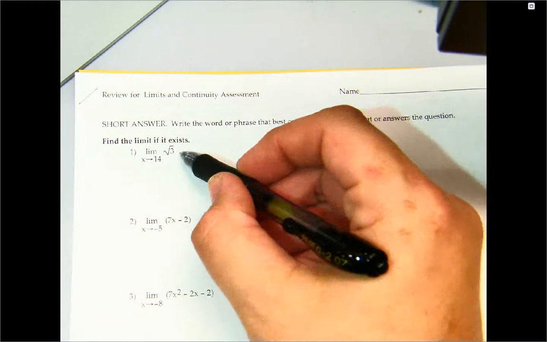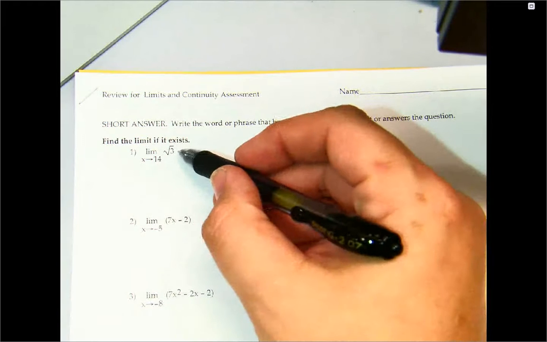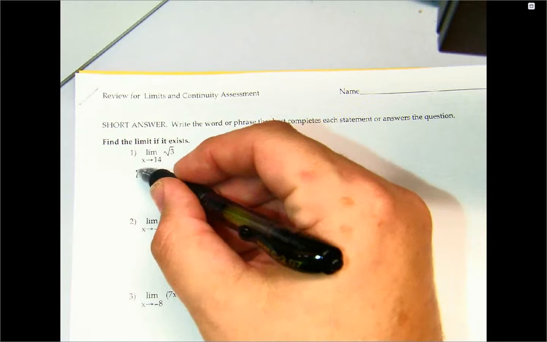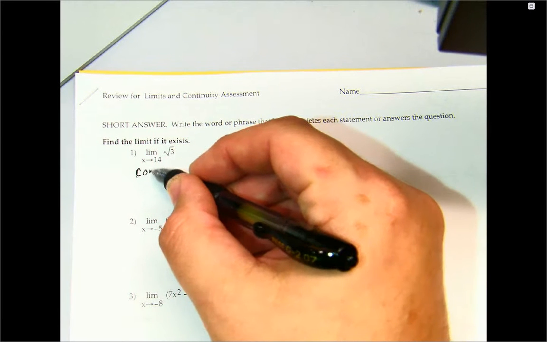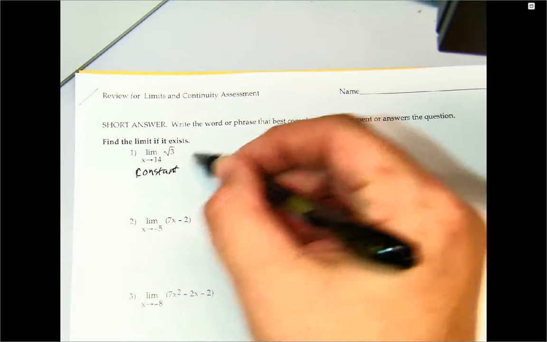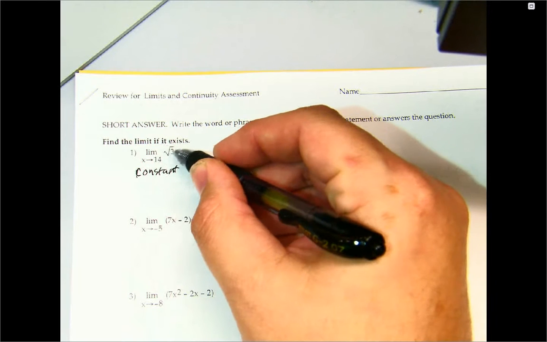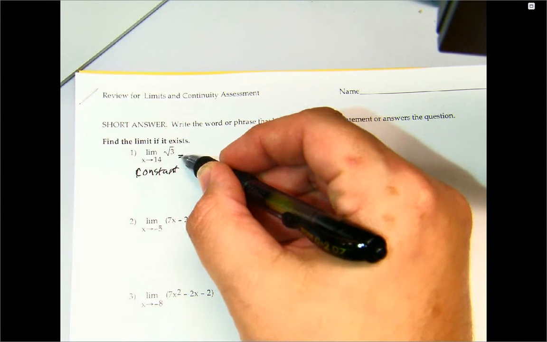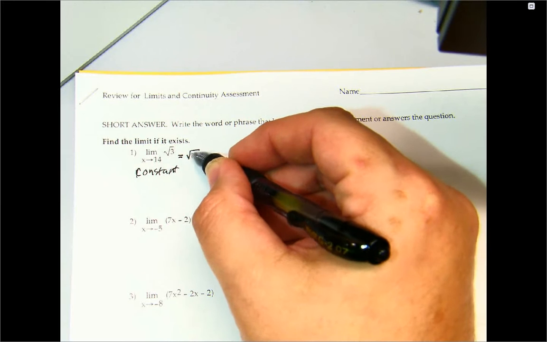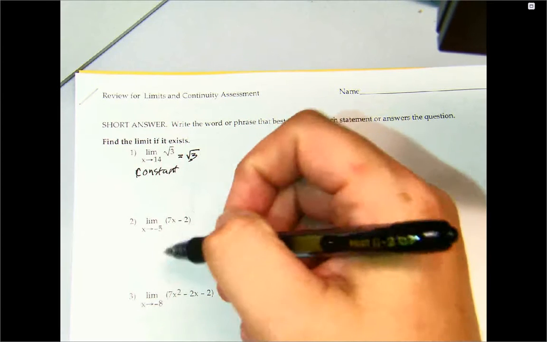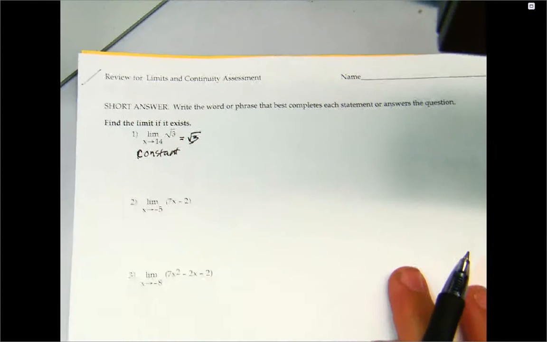Now for number 1, this is going to be the limit of a constant. So, if we take the limit of a constant, which is the square root of 3, our answer is just a constant, which is the square root of 3. That's the nice one. That's the first limit property that we learned.